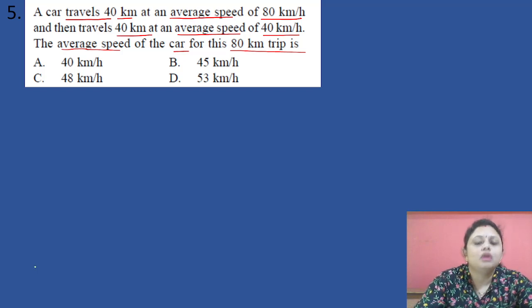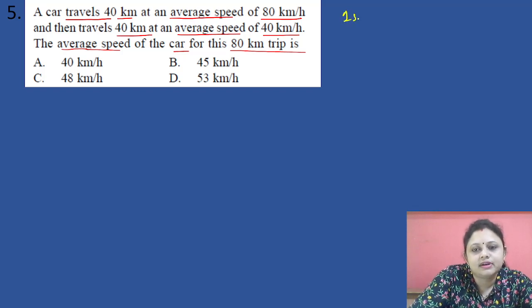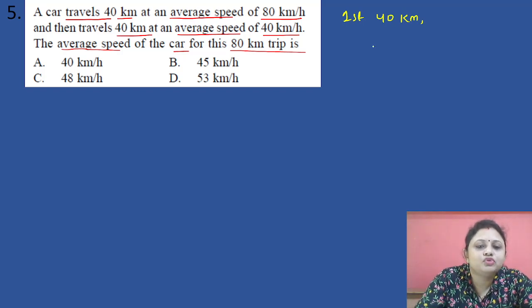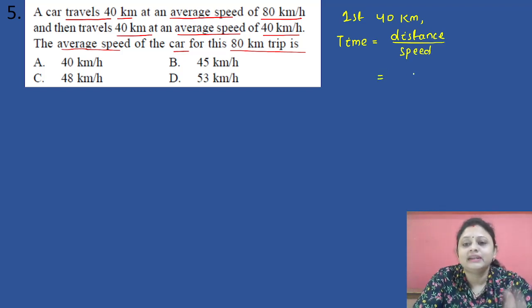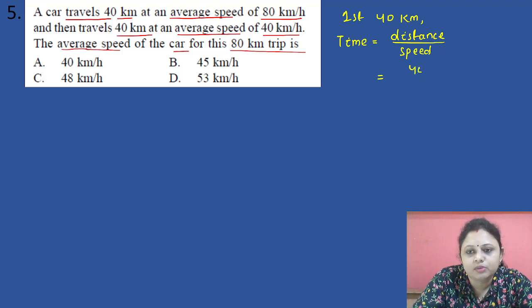Okay, so for the first 40 kilometers, we have to find out the time taken. Okay, so time, that is distance by speed. So for covering the first 40 kilometers, the time taken is distance, that is 40 kilometers, and speed, that is 80 kilometers per hour. That is equal to half an hour.